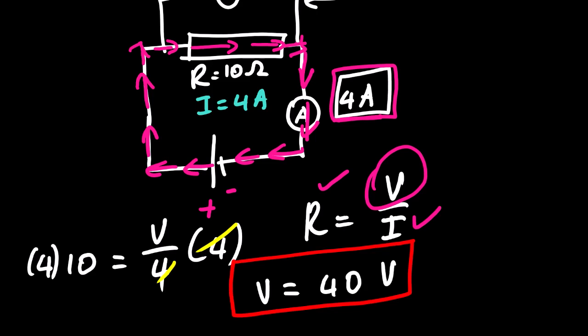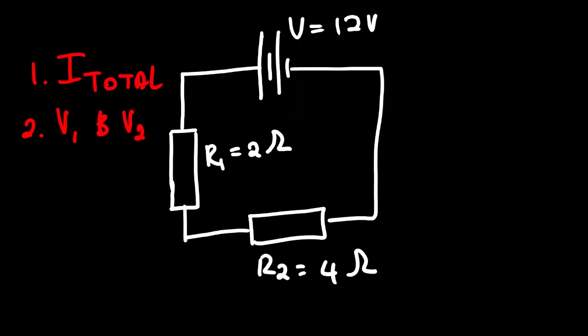Let us look at another question. This is our second question. Remember, in order for you to actually master this, you can simply pause the video, work out the questions, and then play the video. Now the first question says calculate the total current of the circuit. And then the second question: calculate the potential difference across R1 and the potential difference across R2.